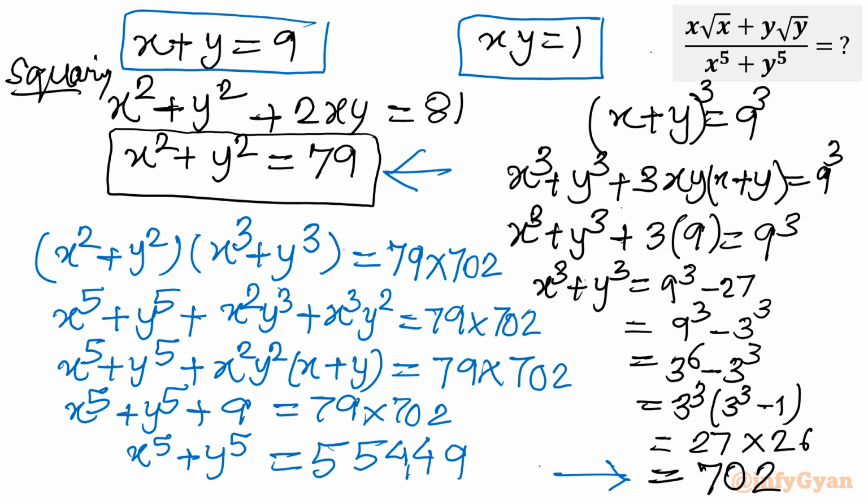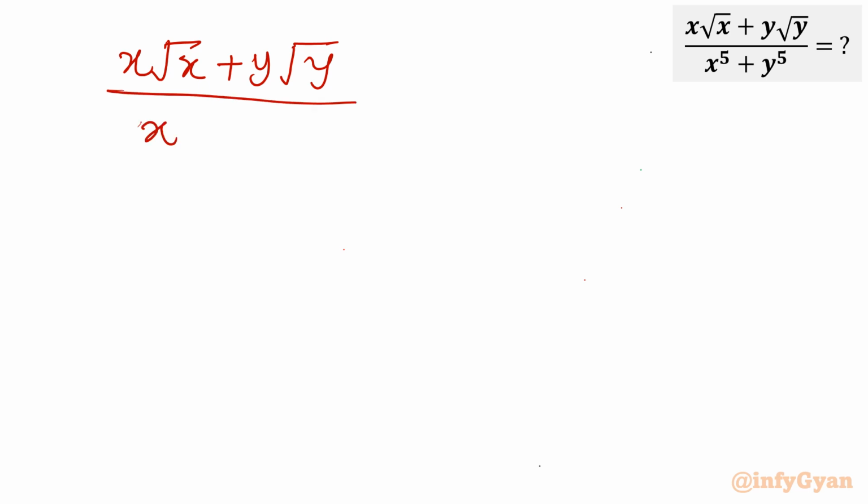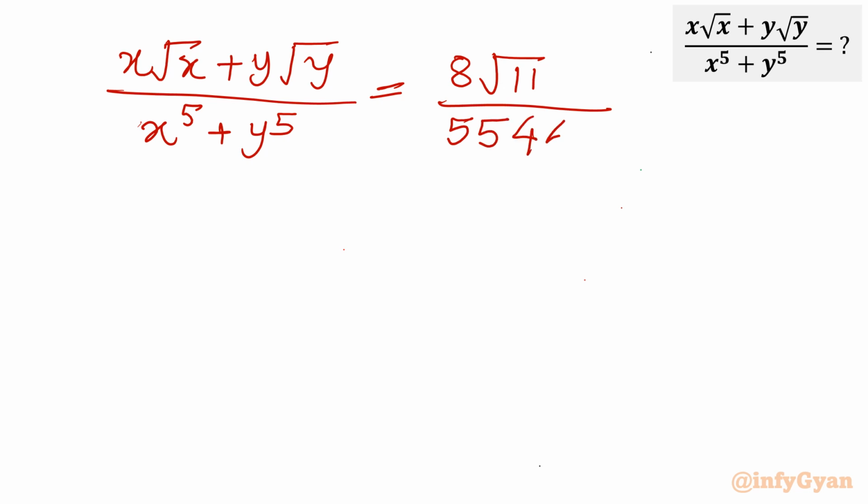Now we only need to put the values. So let's find the required expression: x root x plus y root y divided by x power 5 plus y power 5. The numerator is 8 root 11 and the denominator we calculated is 55,449. So this is our required answer for the expression.